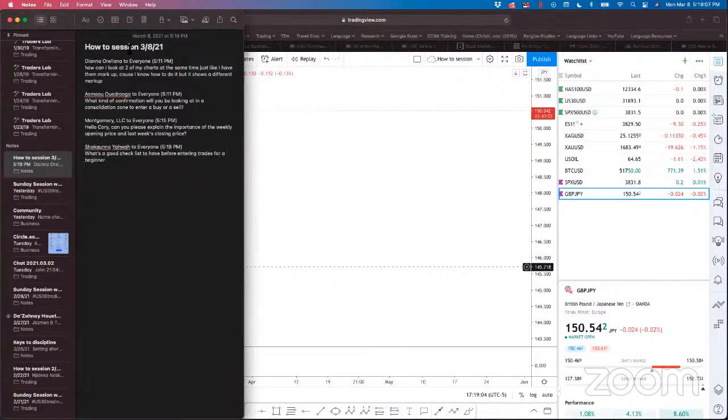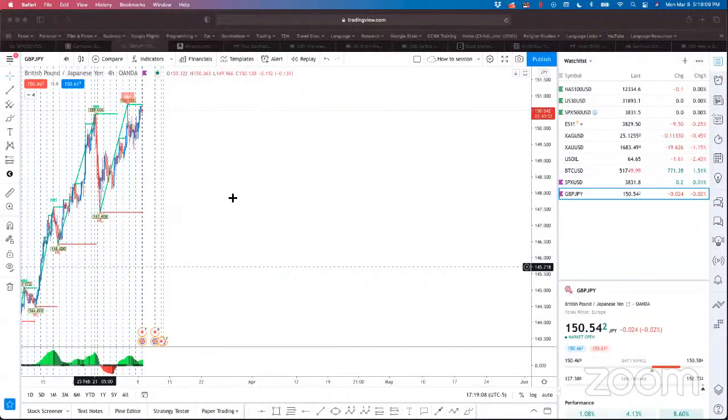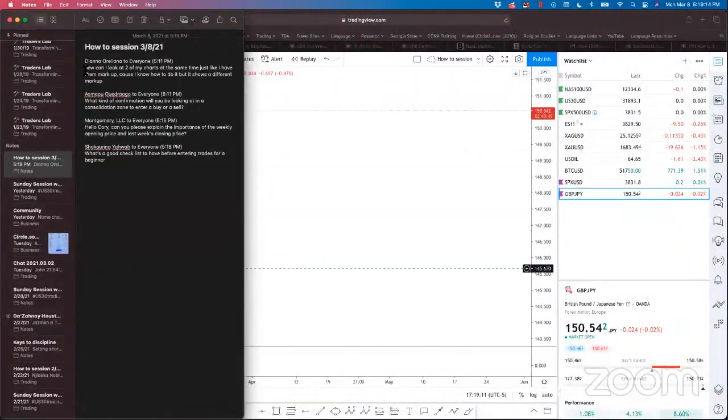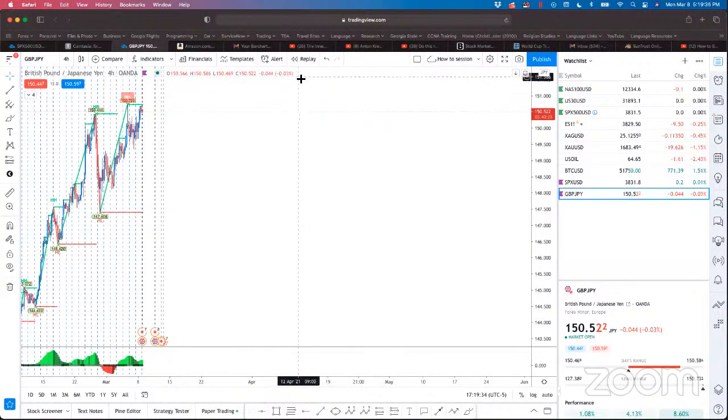Okay. Let's see. So today, so far, we got Dianna asking how can I look at two of my charts at the same time, just like I have in markup, because I know how to do it, but it shows a different markup. Cool, cool. A couple things on that. That's an easy one.